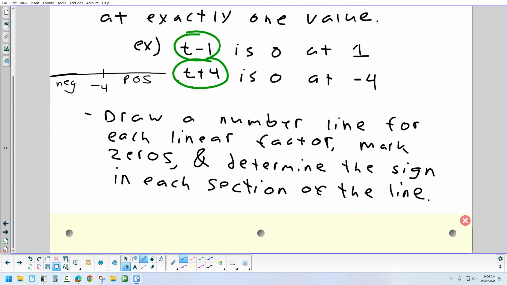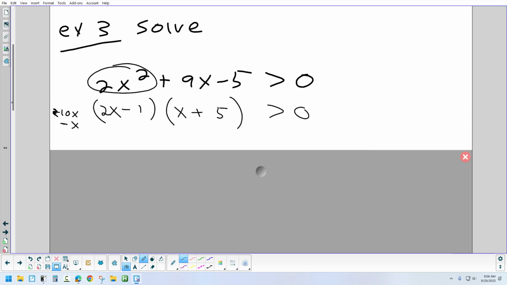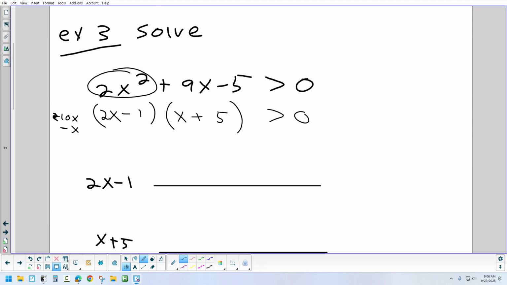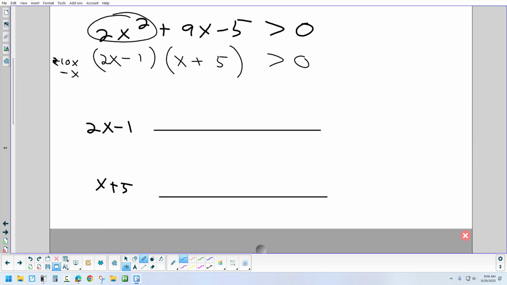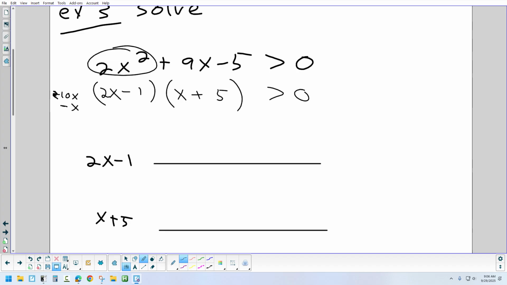Okay, so the next step is draw a number line for each linear factor, mark the 0, and then determine where it's positive and negative. Okay. So I already have my number lines ready. What would make this first factor 0? What would you plug in for x? Yeah, Nick? 1/2. Yep, plug in 1/2.